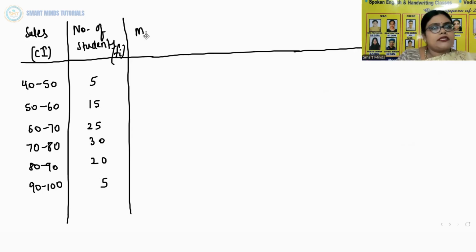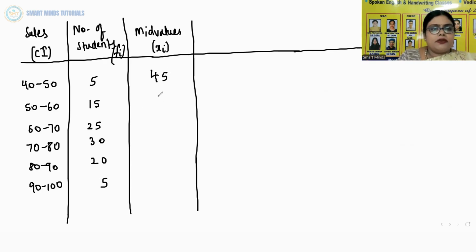Now, whenever class interval is given, we need to find out mid values. Mid value is xi. So what is the mid value of 40 and 50? 45. 50 and 60 mid value is 55. Same way you get 65, 75, 85, 95. Now if we do it by step deviation method, we get small numbers, and it will be easy to calculate. So we will take step deviation, xi minus A by h.